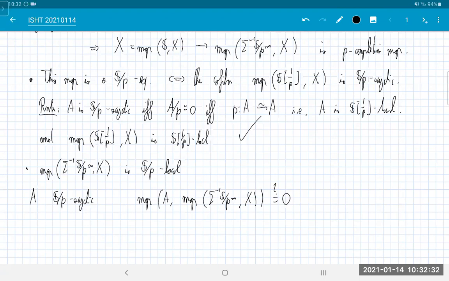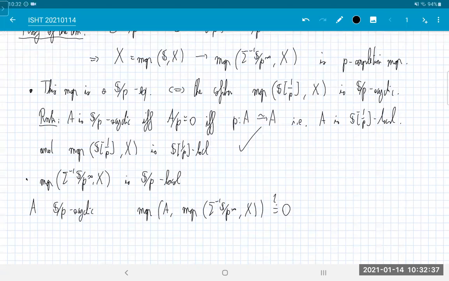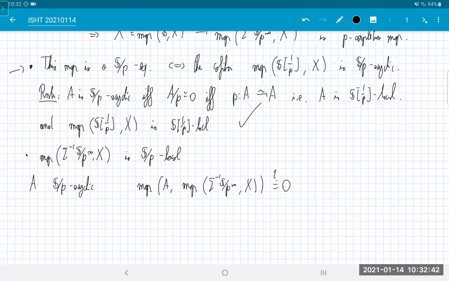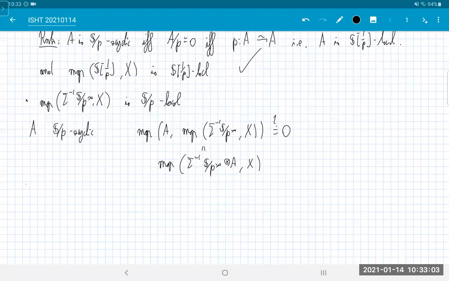Maybe I'm going fast, actually. Let me pause for 1 second. Is the proof of this step one clear? Okay. It's clear the strategy for step two now. We need to prove this thing, and we have sigma inverse S mod P infinity tensor A comma X. And we need to prove that this is zero. And so we'll prove that S mod P infinity tensor A is zero. And that will actually conclude our proof.